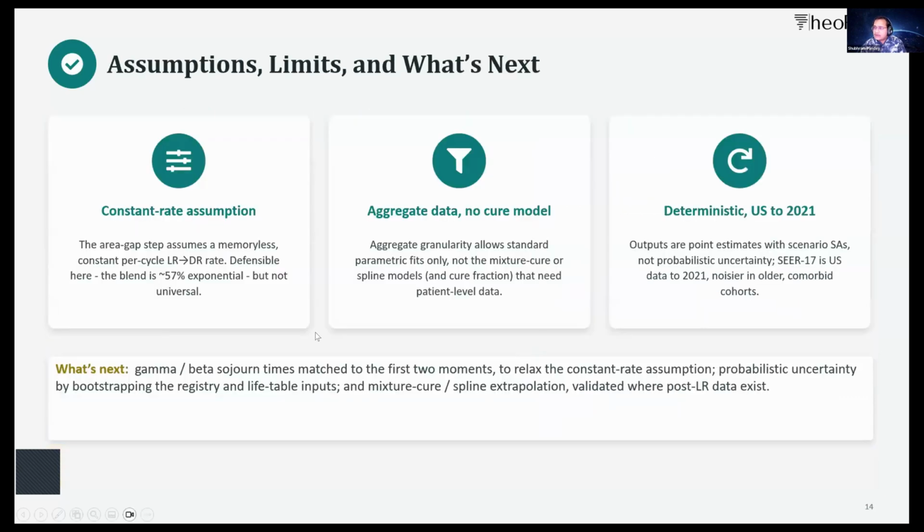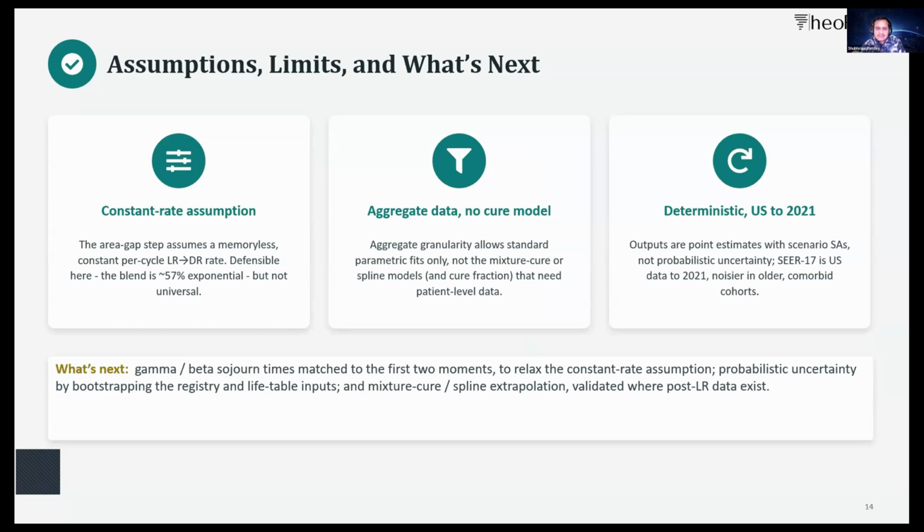Now, this is one of my favorite slides because it's an honest look at the limitations of this methodology that we are trying to address in the next version. The first one is the geometric series step. Because we have assumed a constant rate, patients are leaving at a constant rate from the LR to the DR state. It's defensible here because the curves fit the exponential the most, but it won't be everywhere. So somewhere we have to relax this assumption.